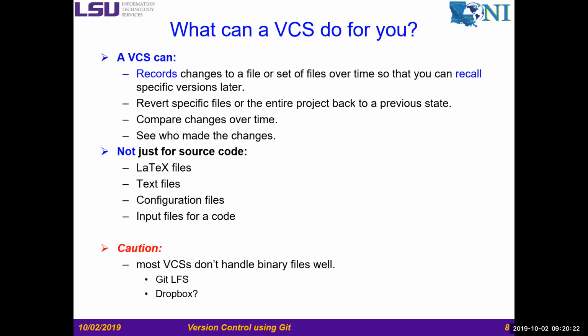So here's also some very fundamental introduction about the version control system. What can a version control system do for you? The first is a version control system, VCS. It can record changes, so you can travel to different specific versions later on. You can revert to different versions, and you can compare your changes over time. And you can also see who made the changes.